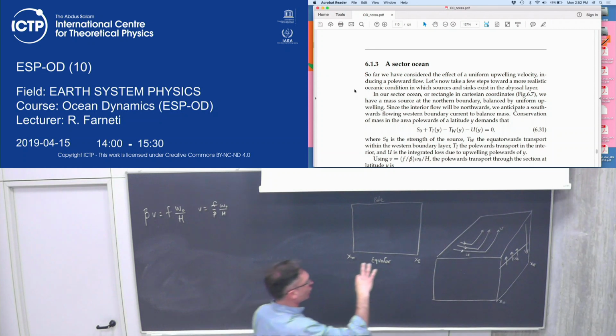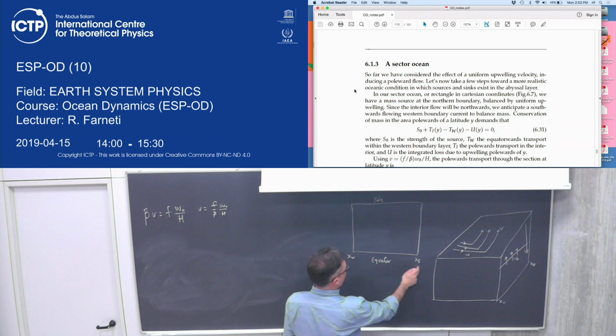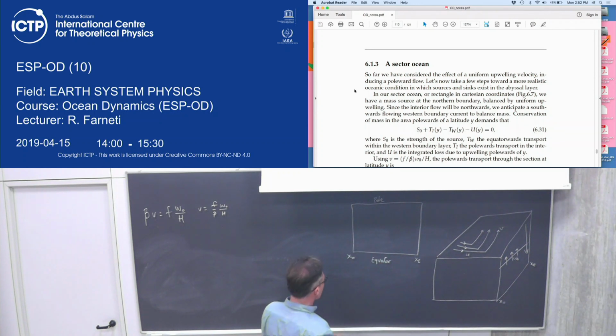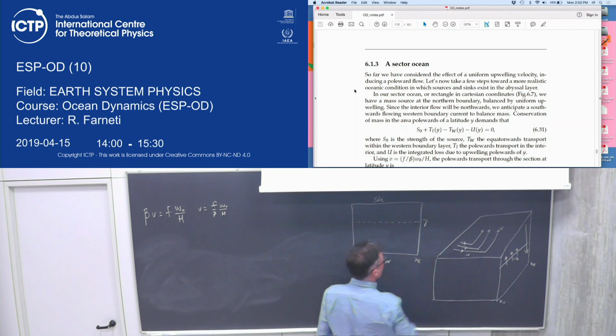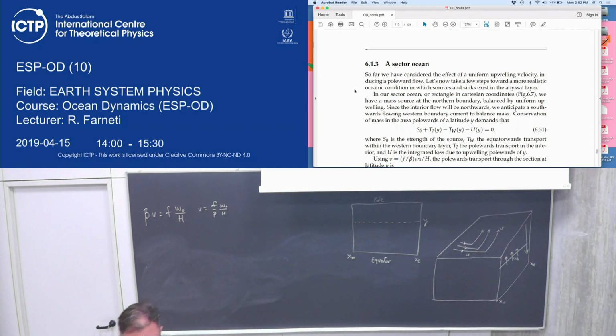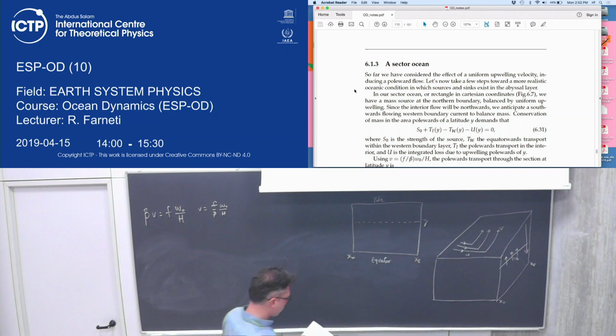So now we're looking from the top here of the ocean. And we have x west, x east, then y goes like this. And we have the pole at the top, and this is some latitude y, where we're going to do our budgets. Okay, so we have considered a uniform upwelling velocity, this W naught, which induces a poleward flow. Okay, so it induces this poleward flow, the V component of the geostrophic velocity.